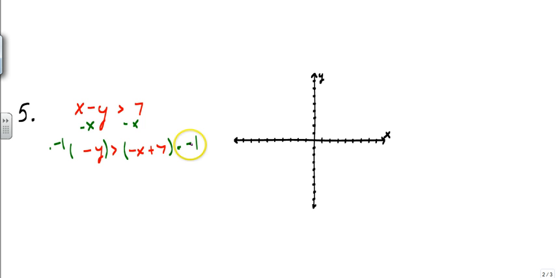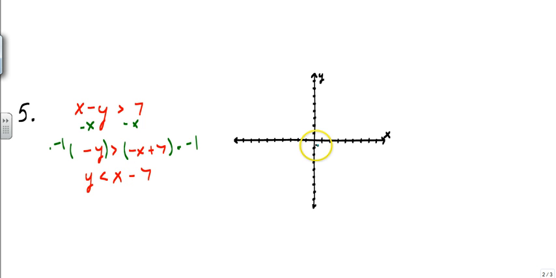Okay, so remember when you multiply by a negative, that you have to flip the sign. So this becomes y is less than, because it was greater than, now I have to switch it, less than negative x becomes positive x, positive 7 becomes negative 7. So there's my inequality. I'm going to graph this just like it's an equation, but I have to keep in mind that it's not equal to, so it's going to be a dashed line.